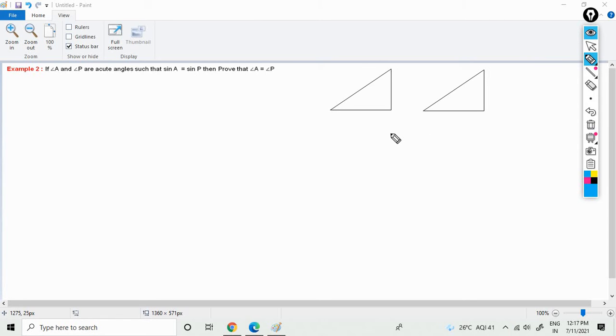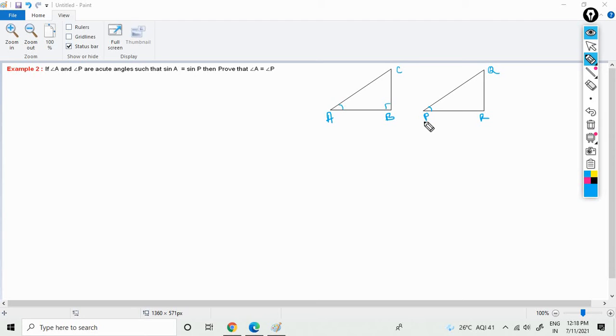Here they said already A is an acute angle. That's the reason I'm taking my first triangle like this. Angle B is 90 degrees and this is my angle A. Similarly, I'm going to take another right angle triangle, and in this right angle triangle, P is my acute angle. Now what we are going to prove is that angle A should be equal to angle P.